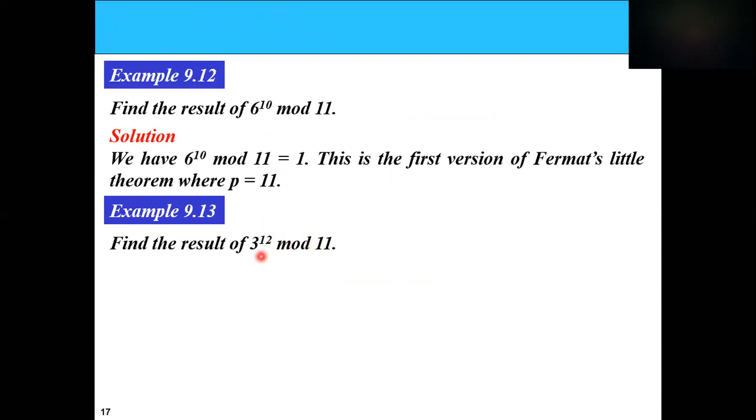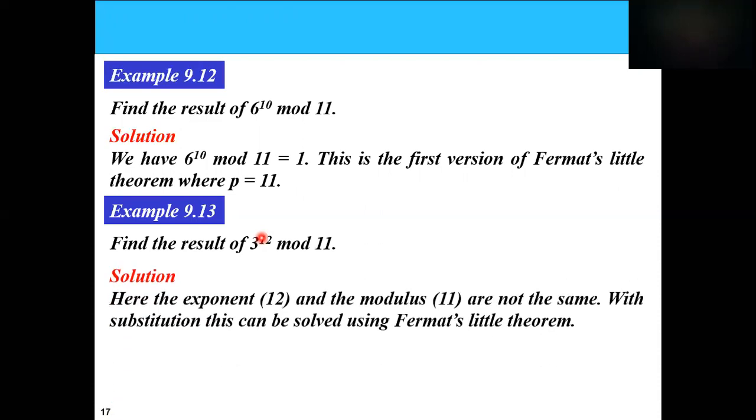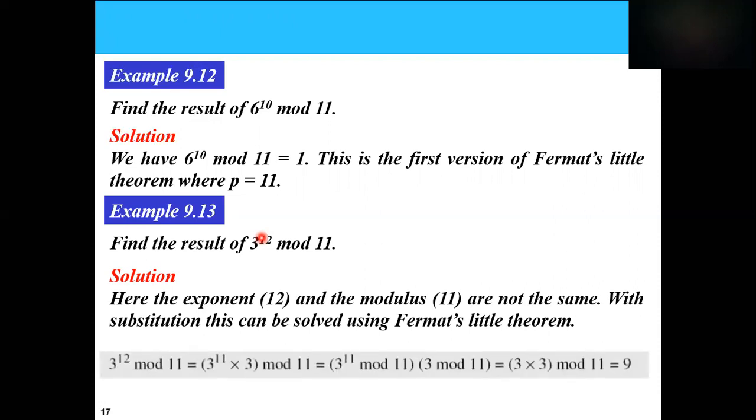So, dear student, 3 to the power 10 is 1. But here the exponent is 12 and the modulus is 11, which are not the same. This cannot be solved with direct substitution. It can be solved using Fermat's little theorem like this.